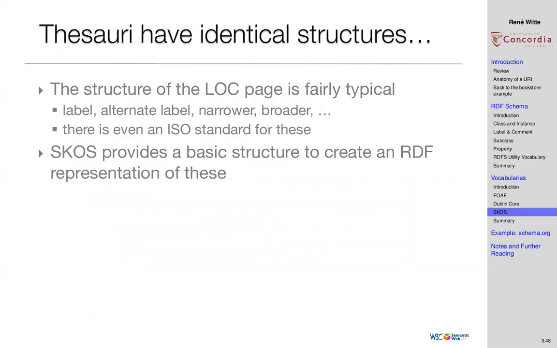In a thesaurus, the structure is rather simple because what you have typically is an entry with a label. It has some alternative labels, and then it has this hierarchy, both more specialized terms, narrower terms, and then what in programming would be the superclass, the broader terms. Since this is something that has been around for so long, there are various standards, like an ISO standard. And this SKOS vocabulary gives you a way to translate this structure into a knowledge graph, into an RDF representation.